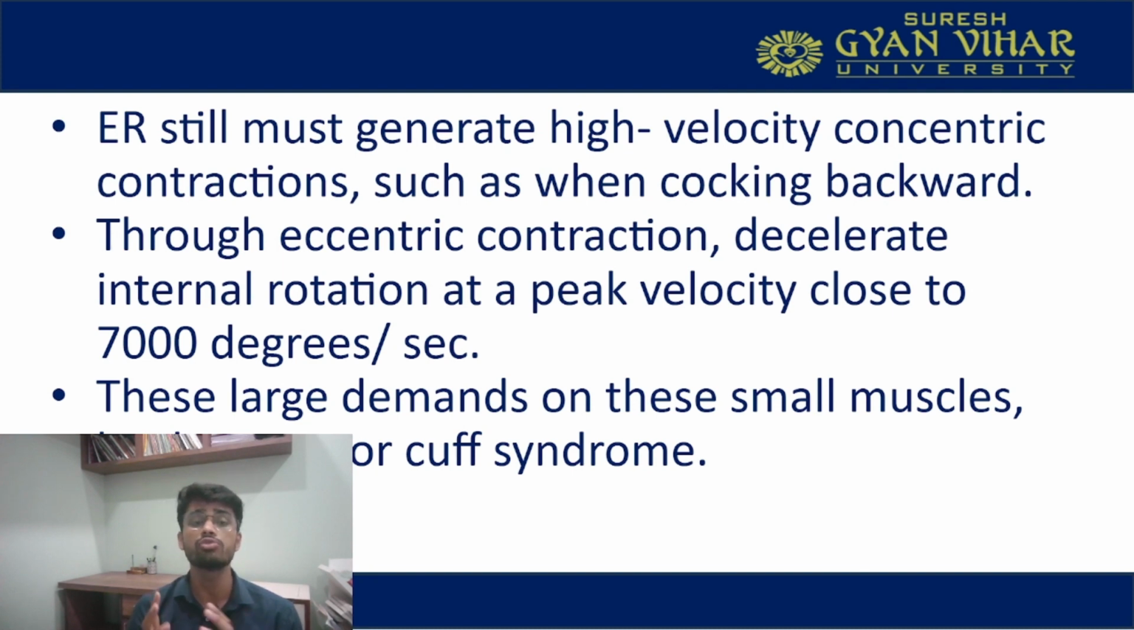Around 7000 degrees per second velocity will be controlled by these small external rotators, and the torque producing capacity is also less. So these large demands on these small muscles often lead to their injury, resulting in rotator cuff syndrome. This is the reason why you will see, most of the time, in overhead athletes who throw the balls, or they spike, or they smash, like in volleyball or in basketball, that external rotators are getting injured most of the time.